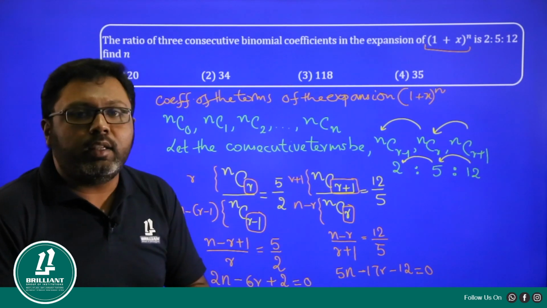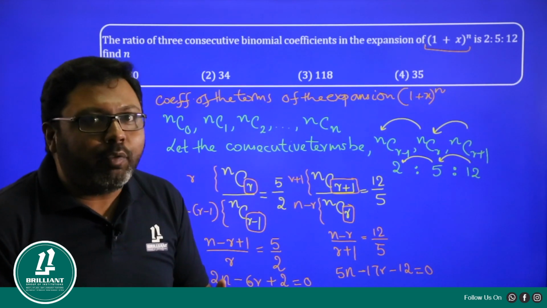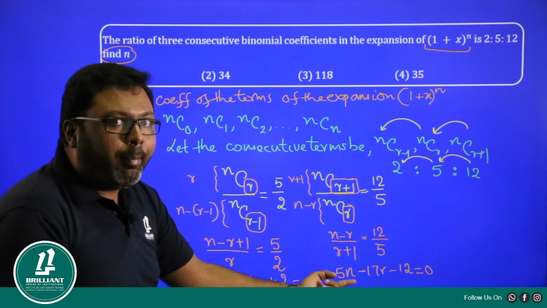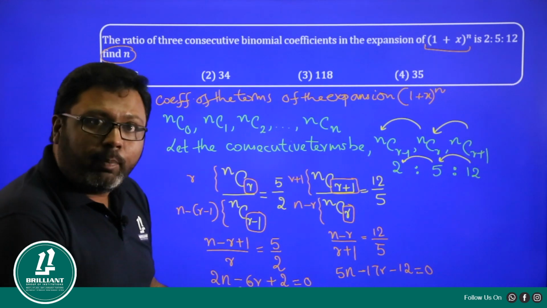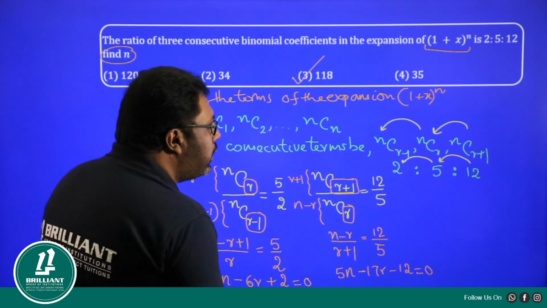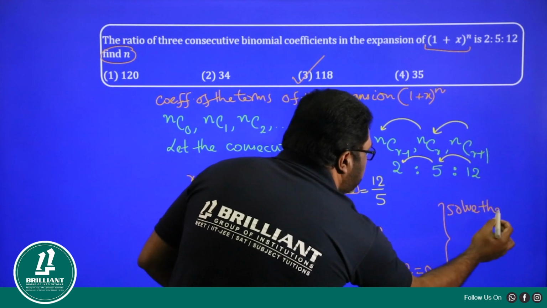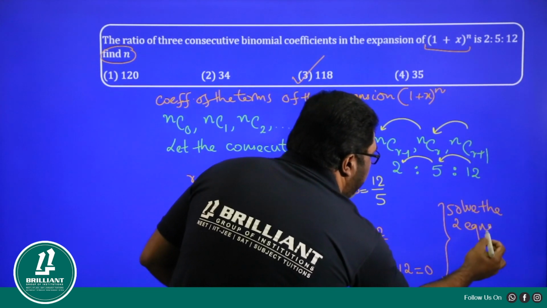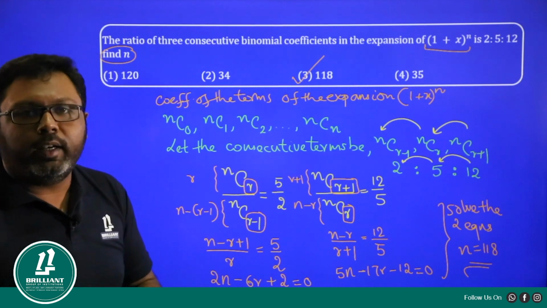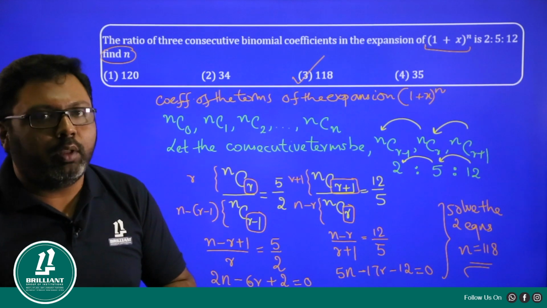Now I have 2 simultaneous equations in n and r. If I solve them, I can get the value of n and r, right? My question here is to find n. You can please solve it. I'm not wasting my time on solving these 2 equations. Solve the 2 equations and you will get n is equal to 118. I hope it's clear. Fine. Can we move to the next question?